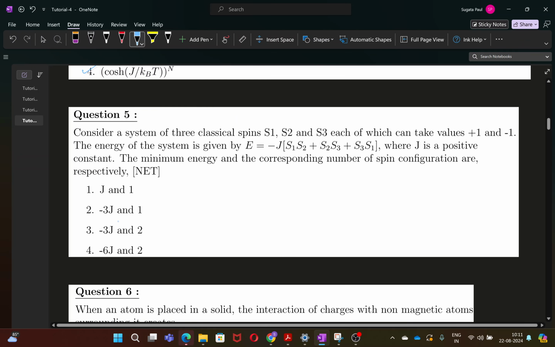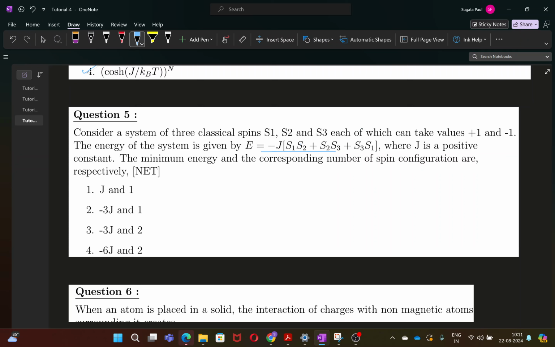Then question number 5 says: consider a system of three classical spins S1, S2 and S3, each of which can take values only plus 1 and minus 1, which is like Ising value, right? Ising spin can also take plus minus 1 value only. So the energy of the system is given by minus J times S1 S2 product plus S2 S3 product plus S3 S1 product. That means it is basically your minus J S_i S_j kind of a term where S1, S2, S3 are all nearest neighbors of each other, and therefore it is taken like a combination of all three products. And also there is no external field term, maybe the external field is not present or h equal to 0.